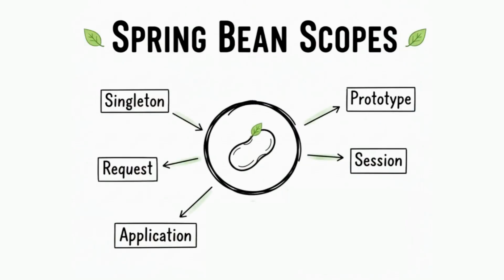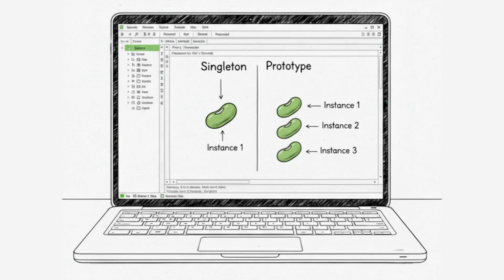In today's episode, we are breaking down one of the most important topics in Spring, bean scopes. And yes, we will test everything live inside STS so you can see the real difference between singleton and prototype.